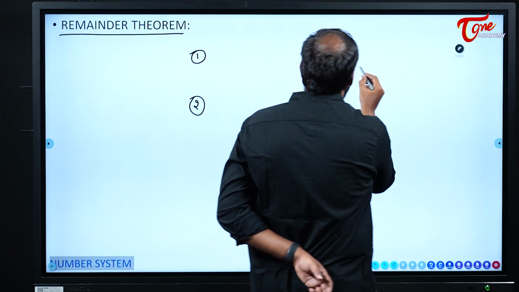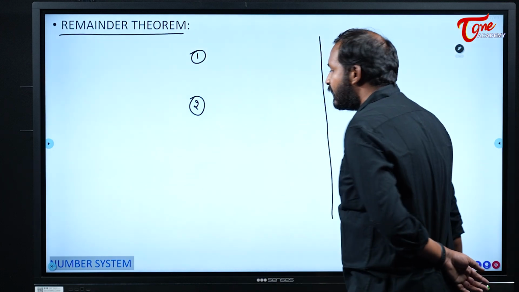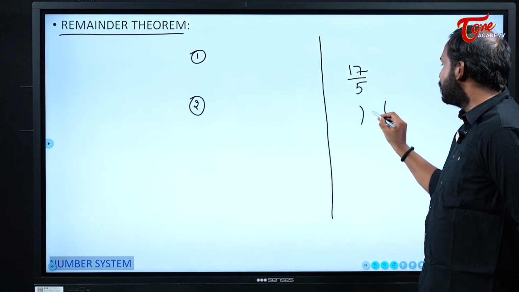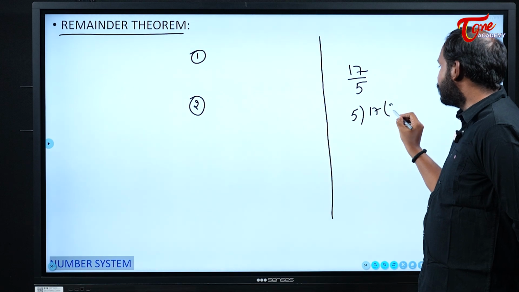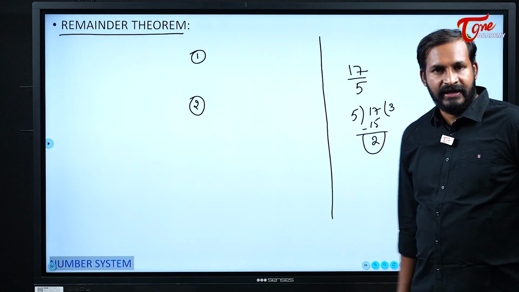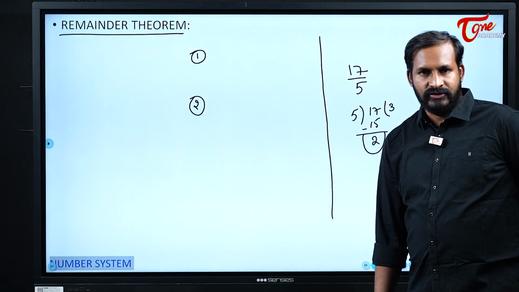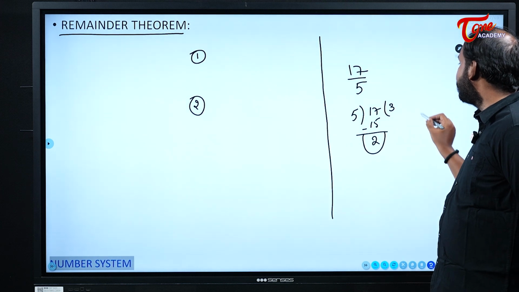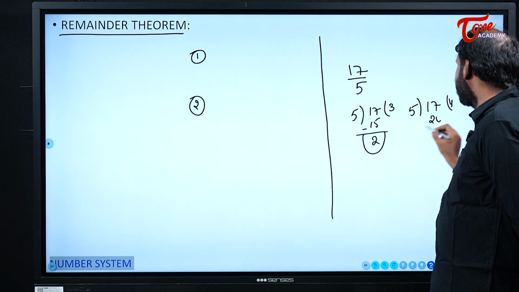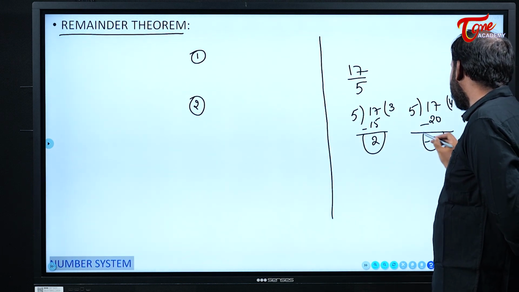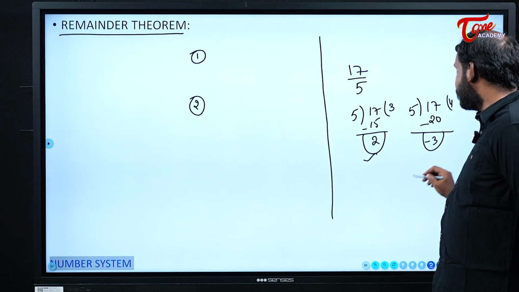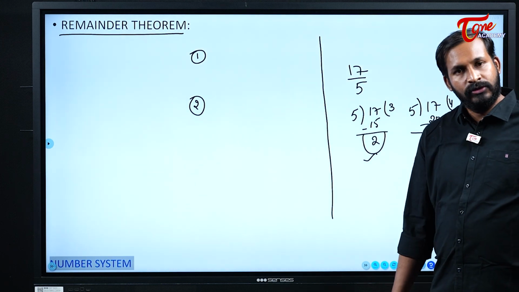Generally, when you divide any number, 17, with 5, what is the remainder you will get? We do 17 divided by 5 in this manner, and we write our remainder as 2. Perfect. There is no doubt in that. But we can also do it in this manner, right? 5 fours is 20. When I subtract here, I get minus 3 as my remainder. So, technically speaking, both 2 and minus 3 are correct.